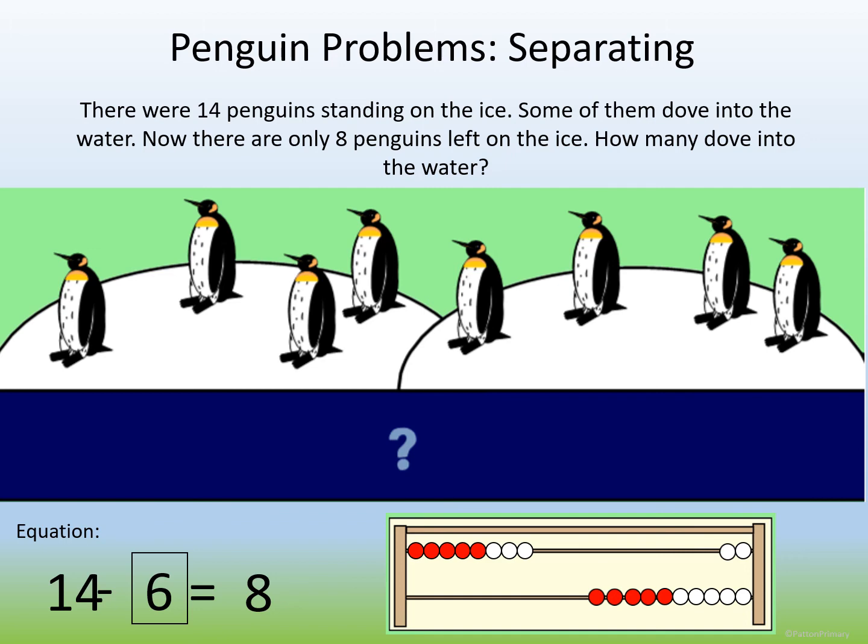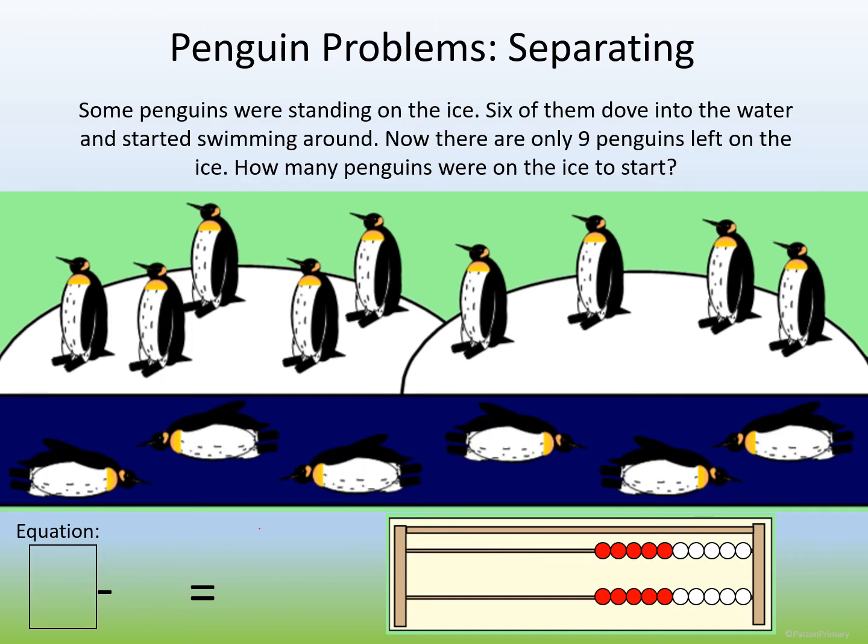Let's move to the next problem. Another separating story problem. Let's read this together. Begin. Some penguins were standing on the ice. 6 of them dove into the water and started swimming around. Now there are only 9 penguins left on the ice. How many penguins were on the ice to begin with?